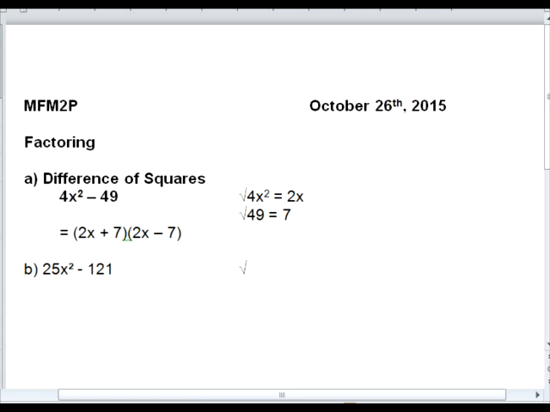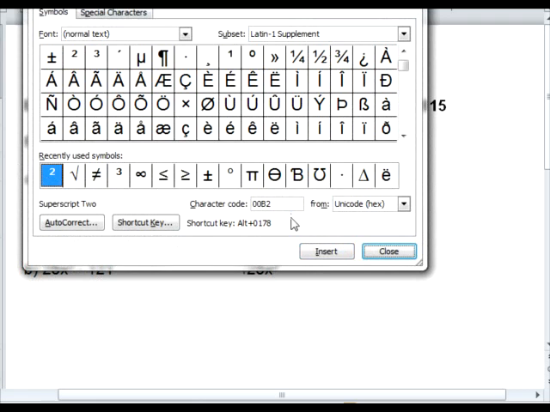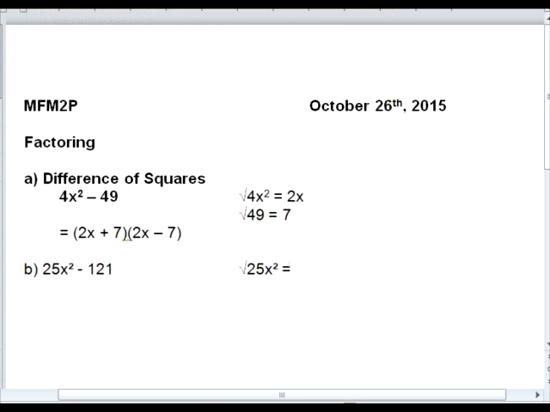So there's the square root of 25x squared. Alright, Jack, can you please tell me what the square root of 25x squared is? Wonderful. 5x. On the next line, Josie, I'm going to write the square root of 121. Josie, what's the square root of 121? Good, 11, because 11 times 11 is in fact 121. So I'm going to write equals, I'm going to write 5x plus 11, 5x minus 11, and that's it.